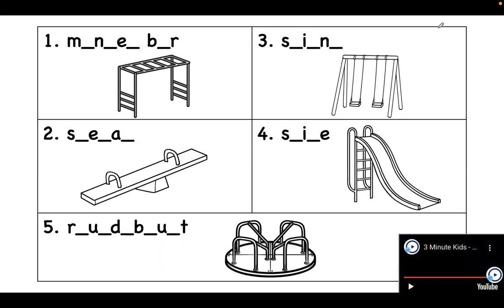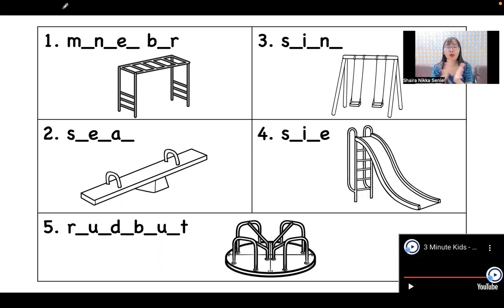Okay, time's up. Good job, students. Now let's answer. Number one is monkey bar. So what's the missing letter? Monkey. What's that letter? K. Monkey. E. Monkey bar. A. Okay. Monkey bar.